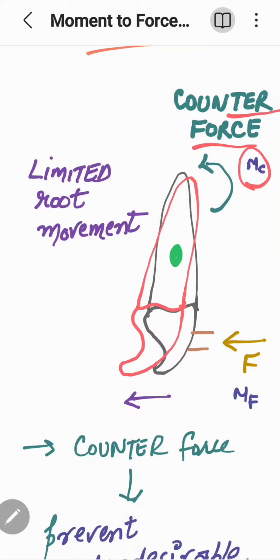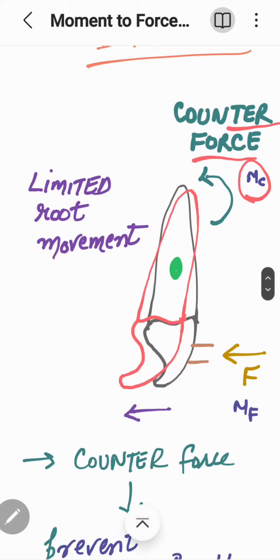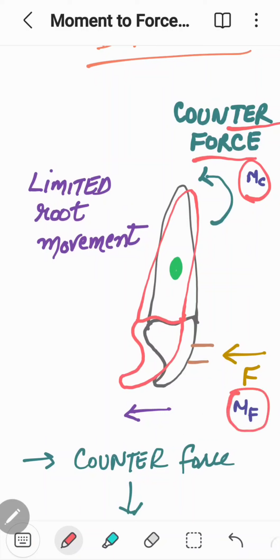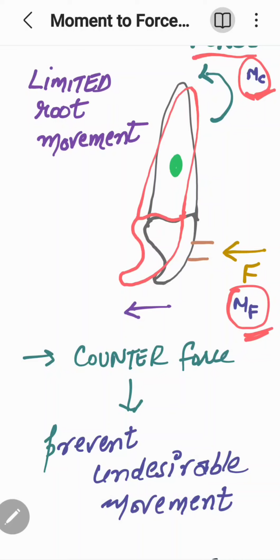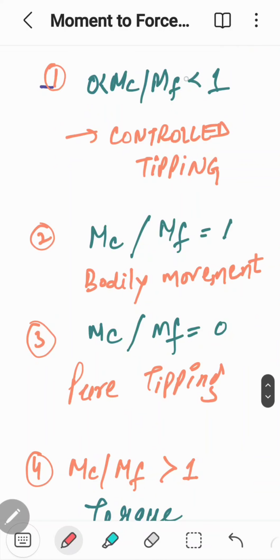The magnitude of force applied to the incisor bracket is termed MF, and the counterbalancing force, or the couple or moment generated to counteract this force, is considered to be MC. Depending upon the magnitude of both the forces being generated, there are four different scenarios. Let's discuss those four situations one by one.